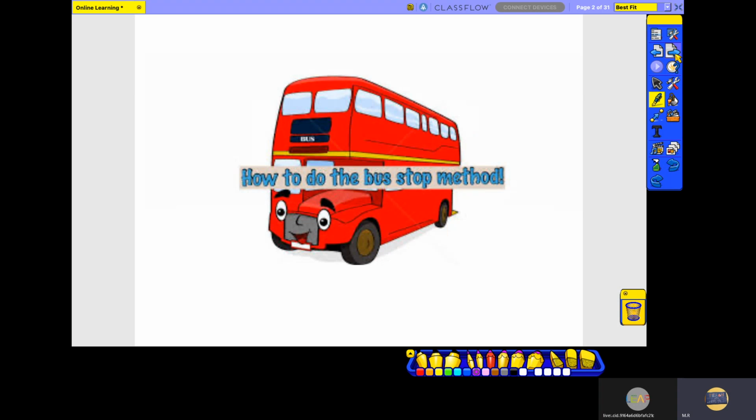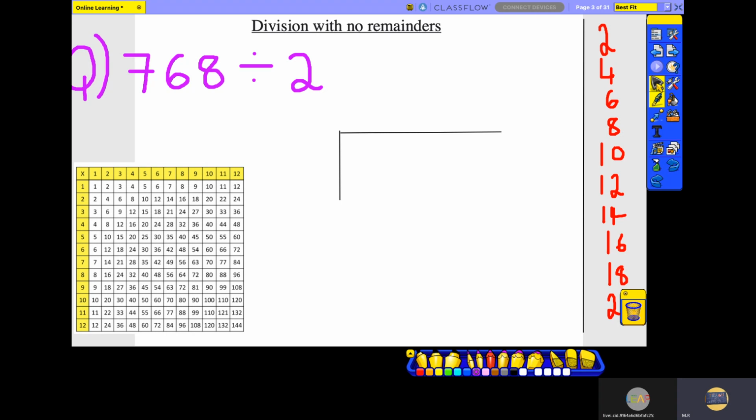Okay, in today's episode, we will be looking at how to work with the bus stop method, the short division in particular. All right, so I've prepared a question for us today. This one today, we are focusing on division with no remainders. Okay, so we've got the question 768 divided by 2. So our first step will be to put the 2 on the outside of the bus stop. Okay, so that's the first step.